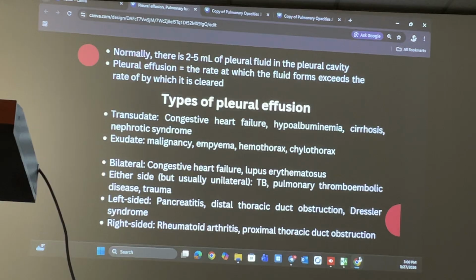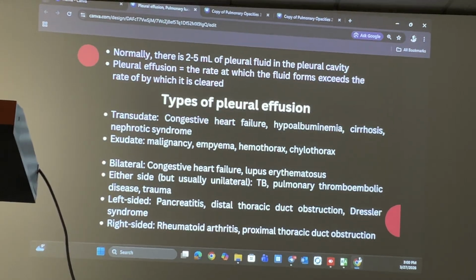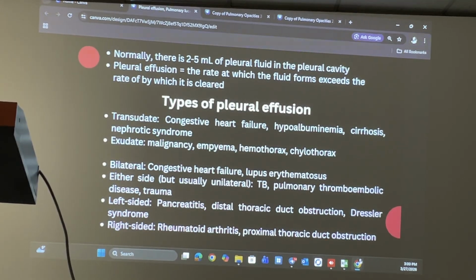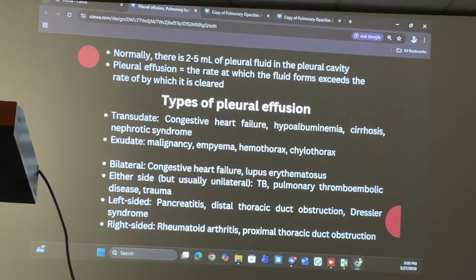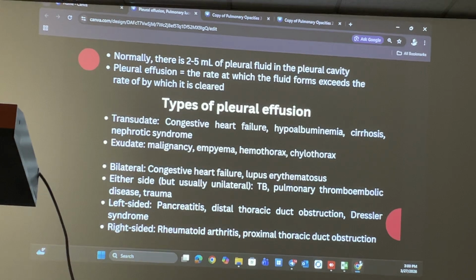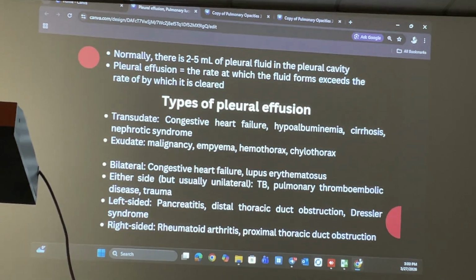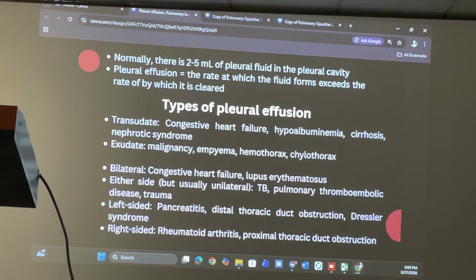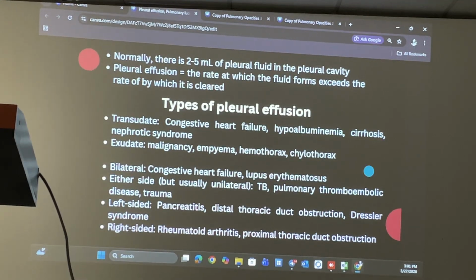An empyema is an exudate containing pus. In a hemothorax, the fluid has a hematocrit that is more than 50% of the blood hematocrit, and chylothorax contains increased triglycerides and cholesterol. Certain diseases tend to produce pleural effusions in one hemithorax or the other, or in both.